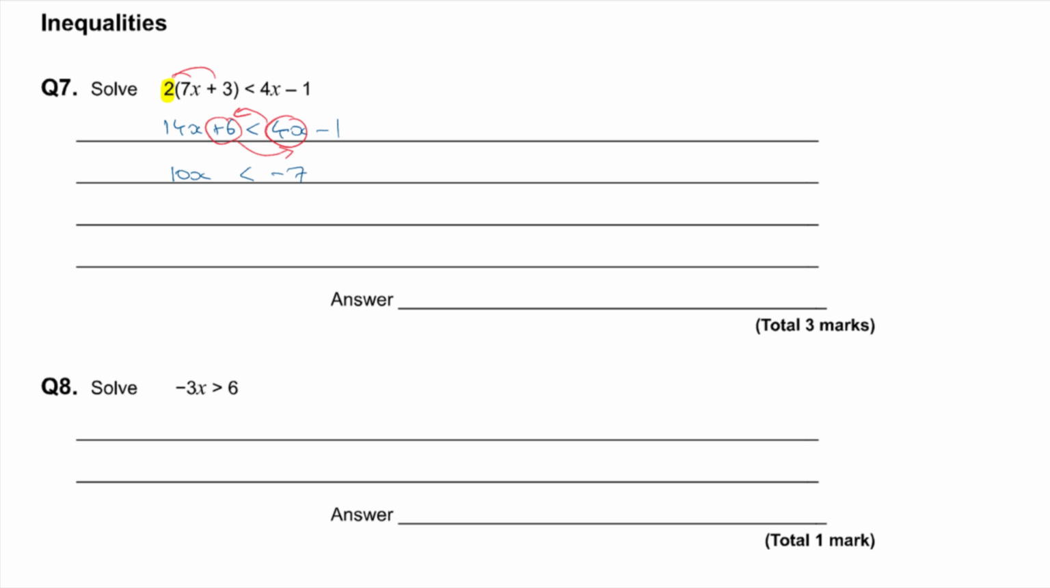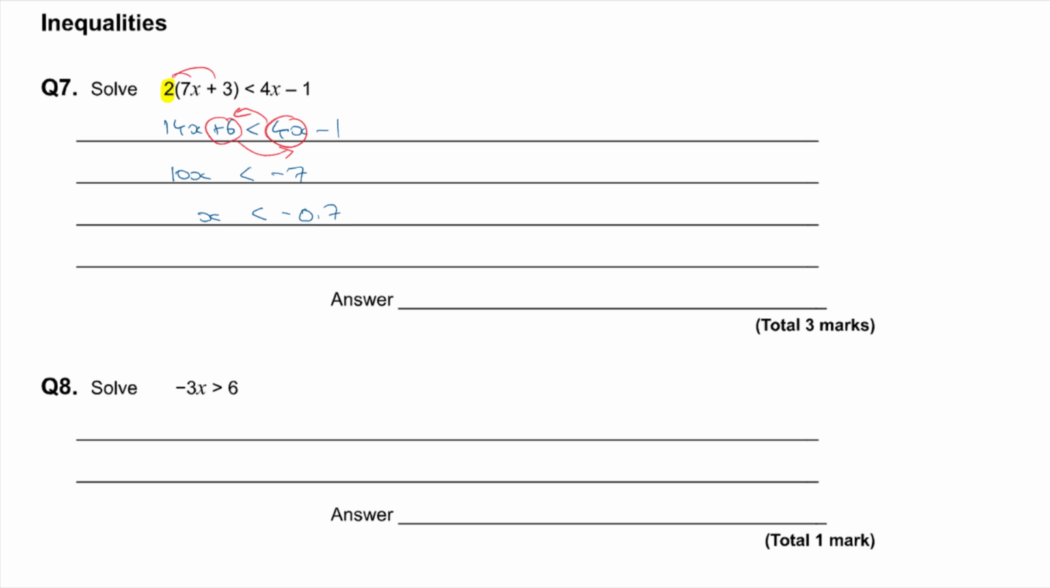So I've got 10x is less than negative 7. Dividing both sides by 10, I'm going to get x is less than negative 0.7. Okay. Question 8. Solve negative 3x is greater than 6.